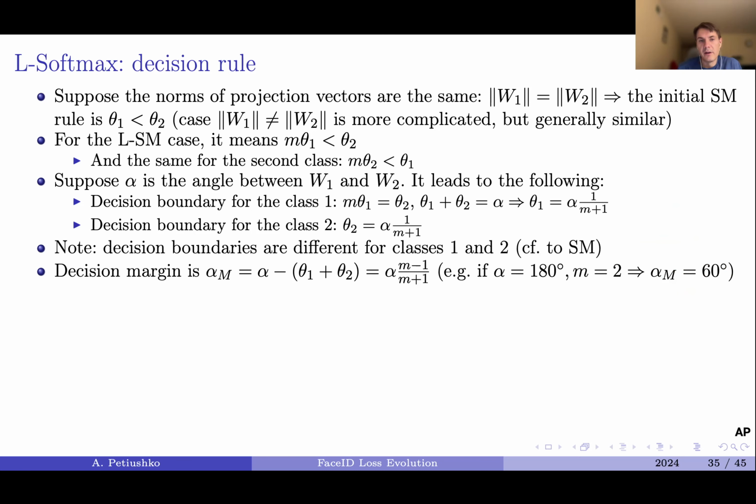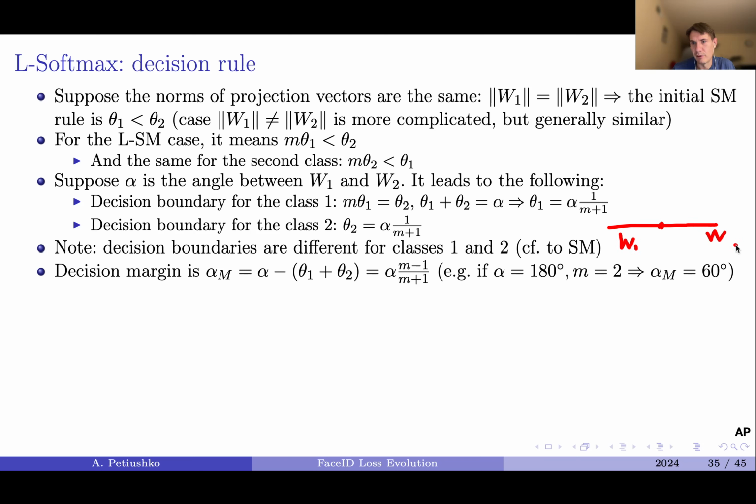And the decision margin is alpha_m, which is equal to alpha minus the sum of theta 1 and theta 2, and it is equal to alpha multiplied by (m minus 1) divided by (m plus 1). So, for example, if the initial angle between W1 and W2 equals 180 degrees and m equals 2, in this case the decision margin is 60. Here is a very simple illustration.